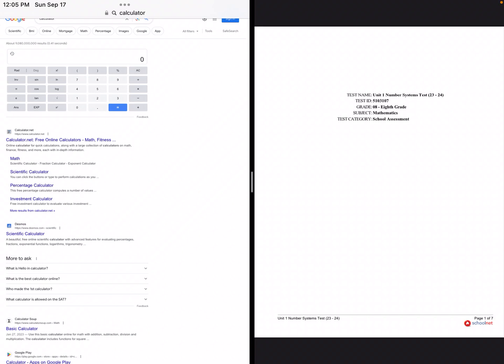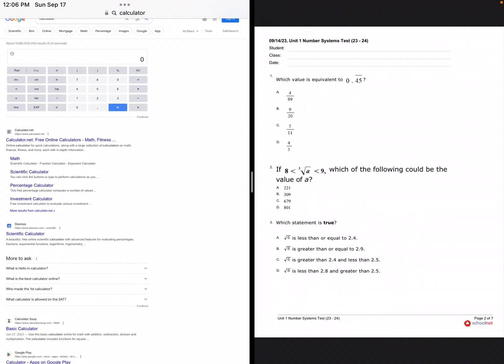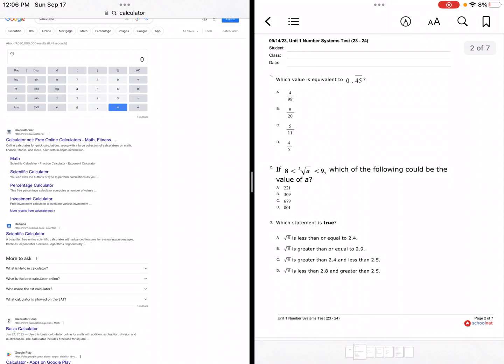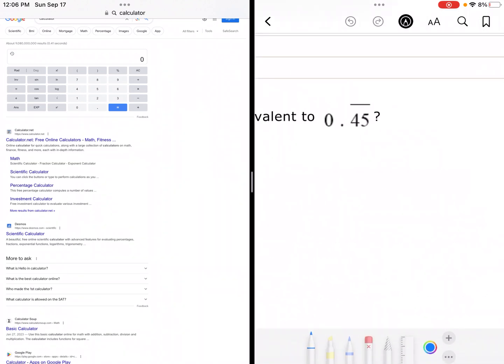Going to go over the Unit 1 Number Systems Assessment. So we have our first question. It says, which value is equivalent to 0.14 repeating? So I'm going to turn on my drawing tools. I know that I have two numbers underneath the decimal, underneath the repeating line right here.